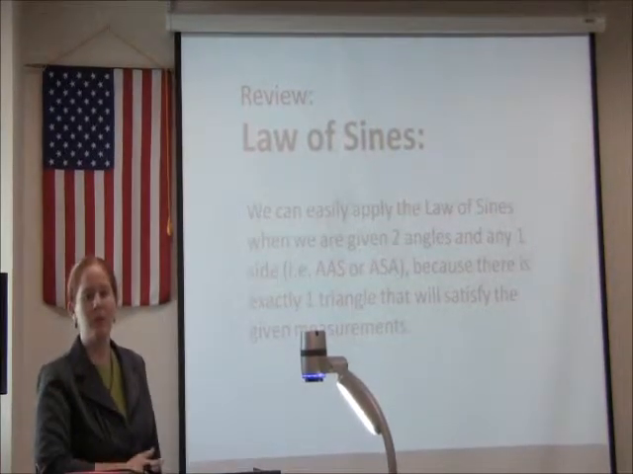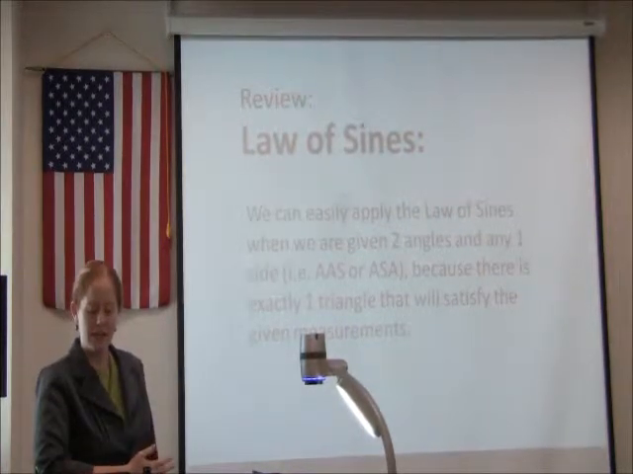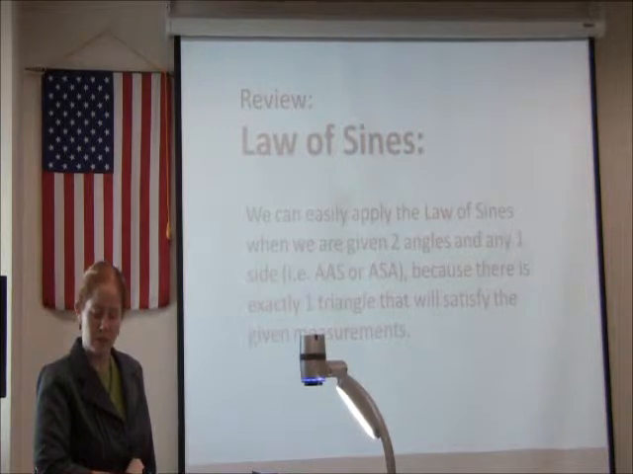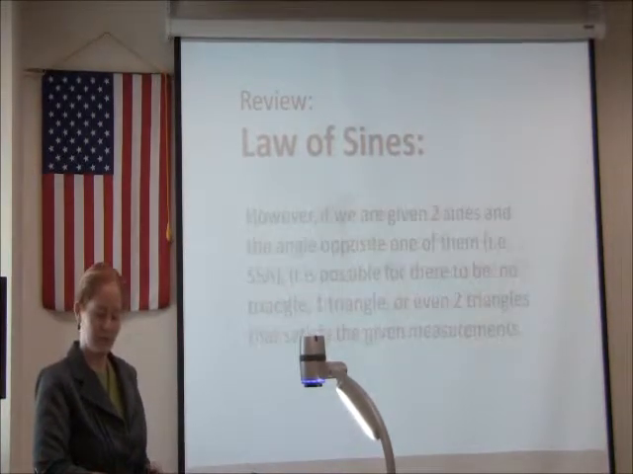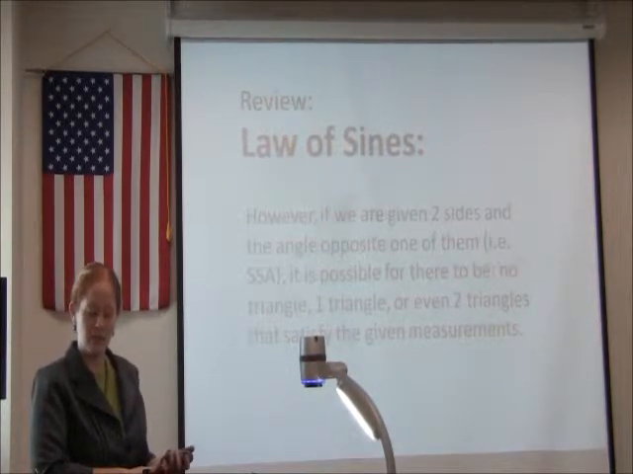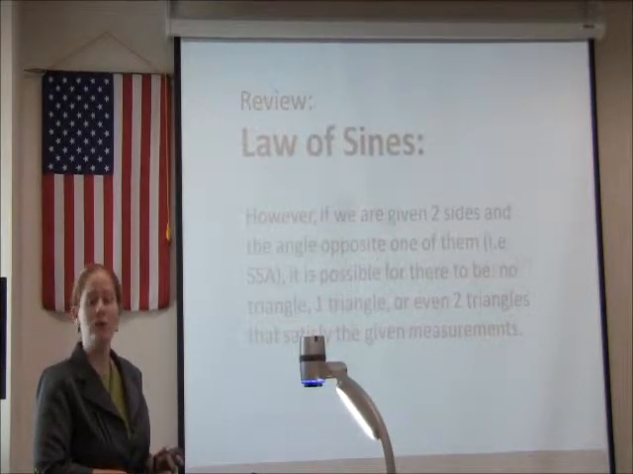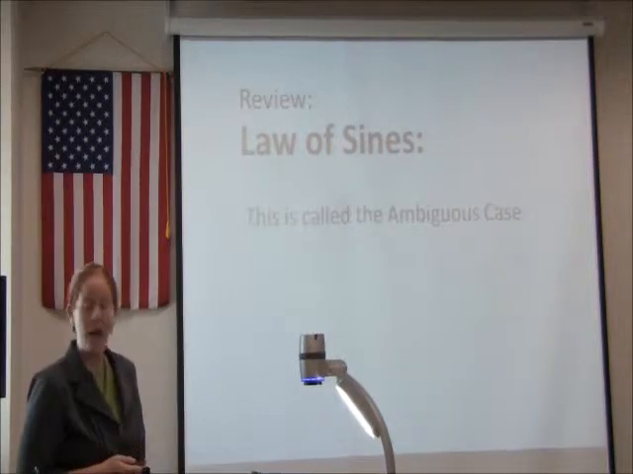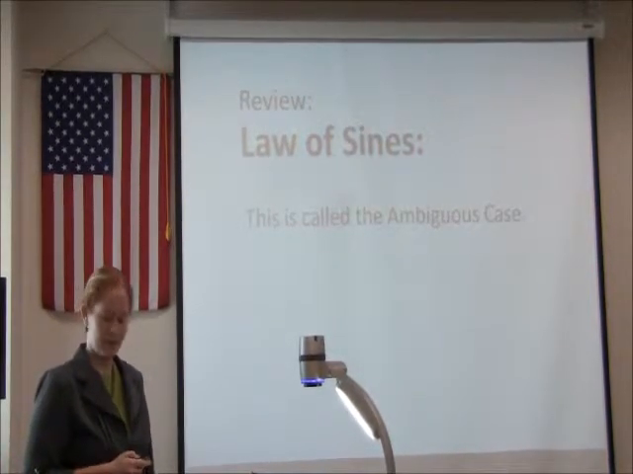Now, as I said before, we can easily use the law of sines if we have two angles and any one side. This is the case when you have angle-angle-side or angle-side-angle, because there's exactly one triangle that satisfies these measurements. However, if we're given two sides and any angle, such as side-side-angle, it's possible for there to be no triangle, one triangle, or two triangles that satisfies those measurements. And we call this the ambiguous case, because we don't know what kind of triangle we have.